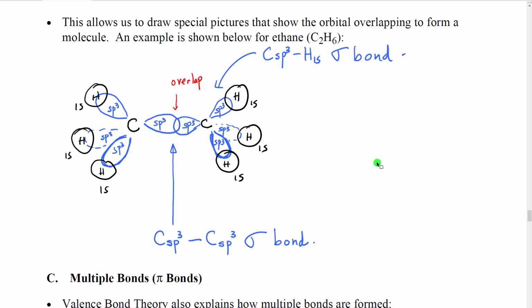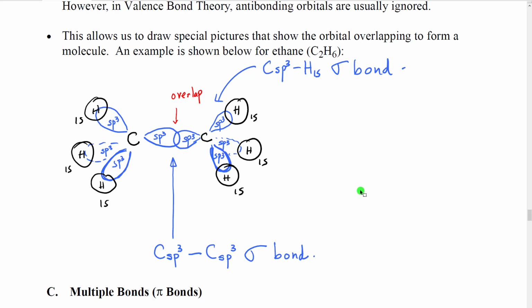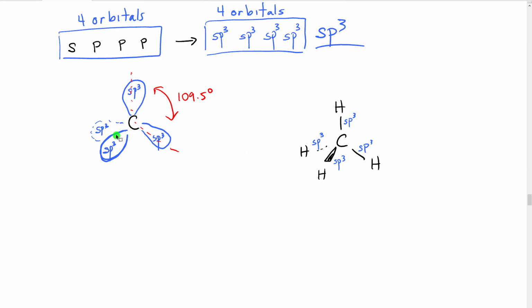What we're going to do then is draw a special picture that shows how the orbitals overlap to make bonds. We call this a valence bond orbital picture. And I'm going to be asking you to draw these. So here's how this works. If we look at our carbon atom right here, do you see how we have these 4 teardrop-shaped orbitals? They're arranged at 109.5 degrees.